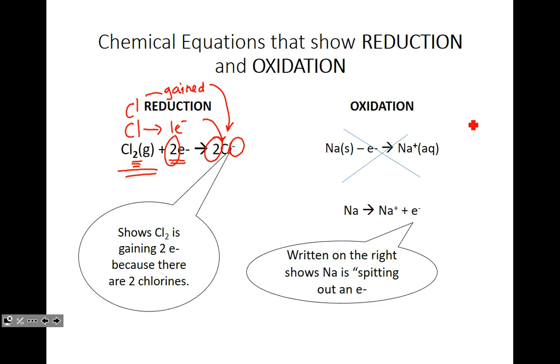And here we have sodium losing an electron. What you can't ever do is subtract an electron, you can only add electrons. So it has to be on the product side. If you are losing electrons, it shows up on the product side. If you're gaining electrons, it shows up on the reactant side.